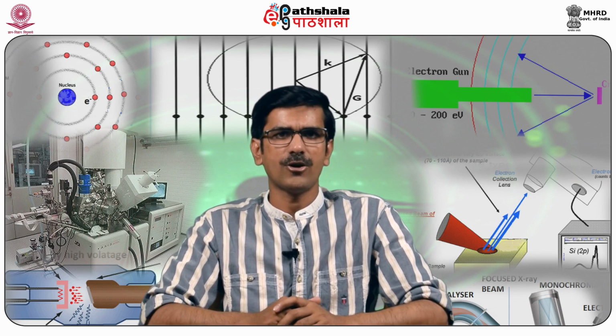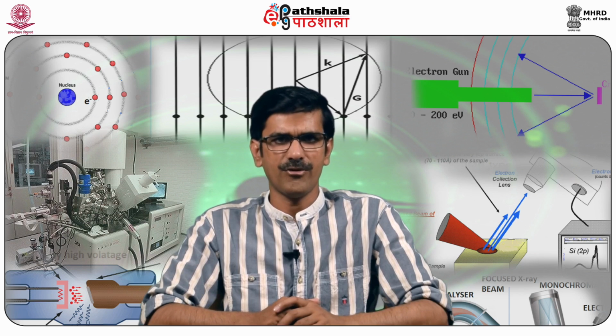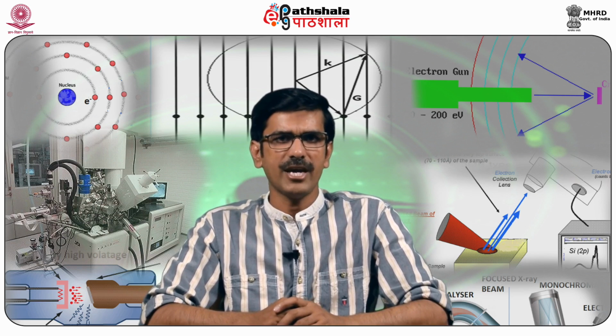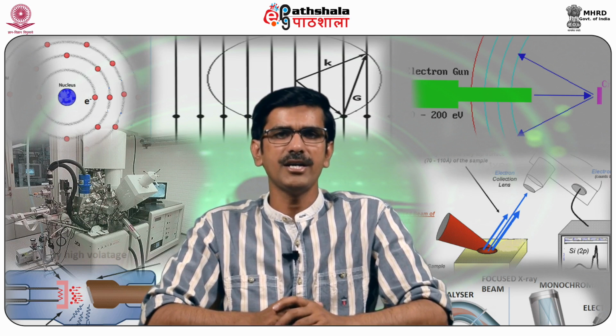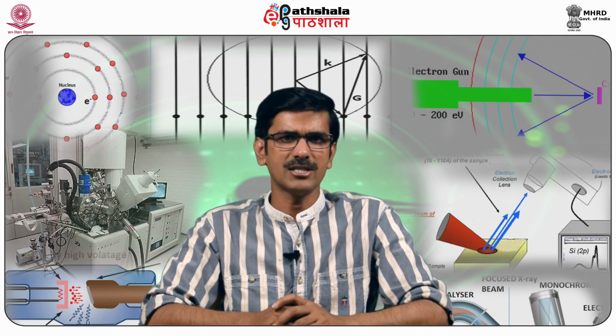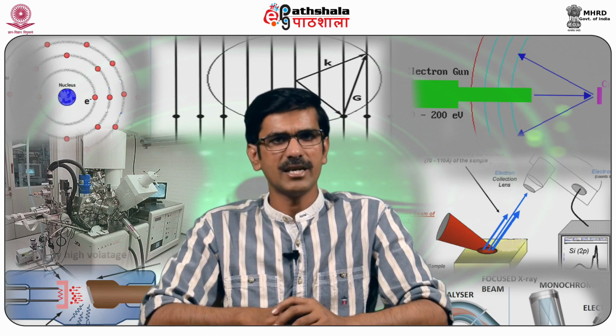UPS spectra are obtained by irradiating a material with an ultraviolet beam while simultaneously measuring the kinetic energy and number of electrons that escape from the material being analyzed. XPS spectra are obtained by irradiating a material with a beam of X-rays while simultaneously measuring the kinetic energy and number of electrons that escape from the top 0 to 10 nanometers of the material being analyzed.